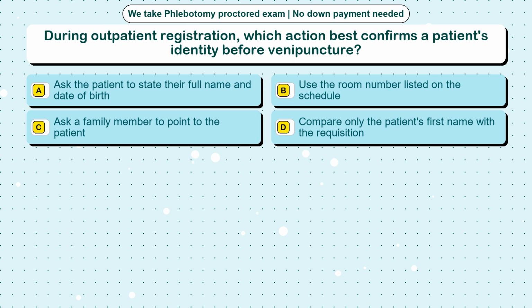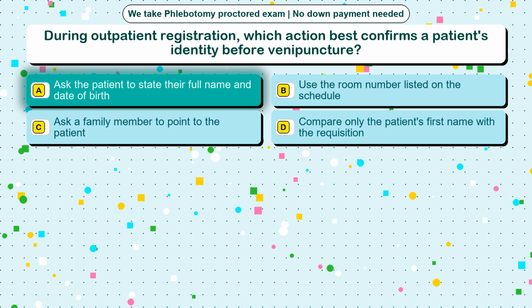Question 31. During outpatient registration, which action best confirms a patient's identity before venipuncture? Option A. Ask the patient to state their full name and date of birth. Option B. Use the room number listed on the schedule. Option C. Ask a family member to point to the patient. Option D. Compare only the patient's first name with the requisition.